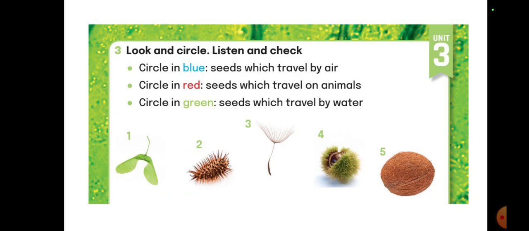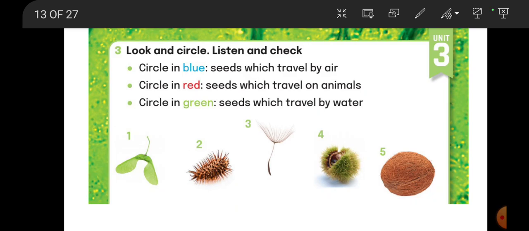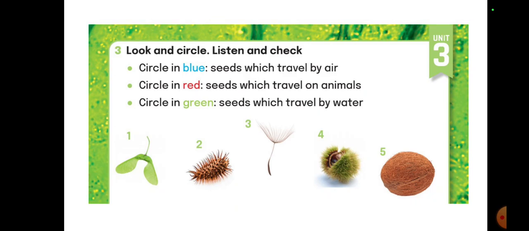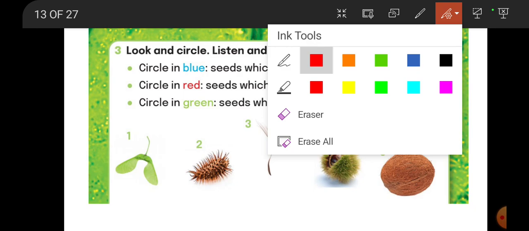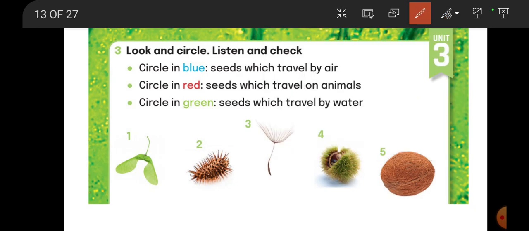And now here we have a very interesting question. Look and circle, listen and check. Circle in blue seeds which travel by air. Can you find the seeds that can travel by air? It's very easy. Let's find the blue color. Of course, the seeds in number 1 can travel by air.